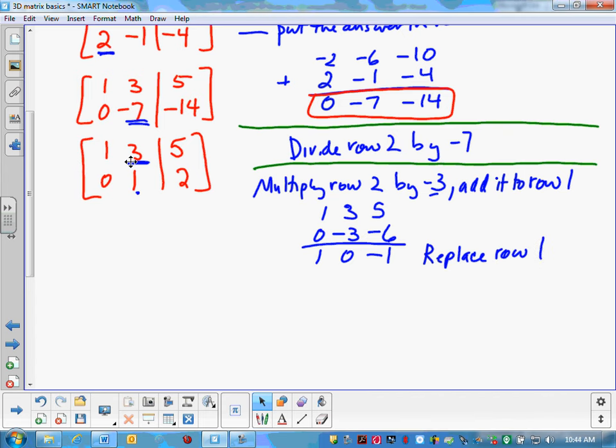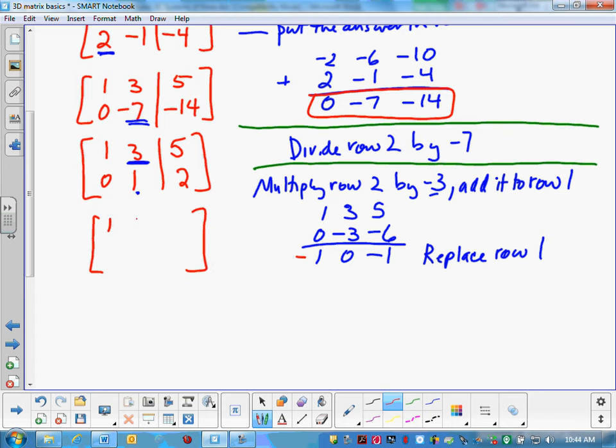So now we'll have here, I'll have row 1, which is 1, 0, -1. And I'm going to copy down row 2, which is 0, 1, 2. So now I've gotten the spot where I want to with 1, 0, 1, 0. And my solution is on that top row, x is -1, and the bottom y is 2.